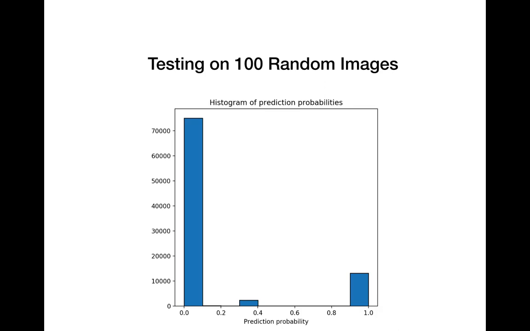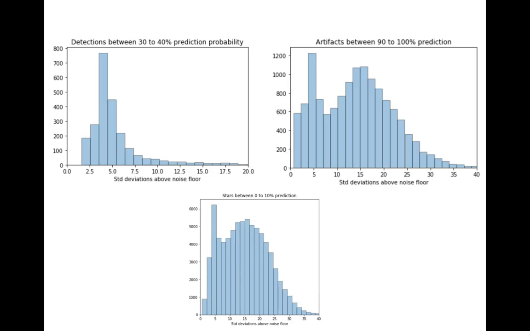So if we made some of those histogram plots, what we saw was that for the detections in the range between 30 to 40% prediction probability, most of these artifacts, or most of these objects which were still classified as stars, were having standard deviations above the noise floor of close to 3, or were between 3 and 7.